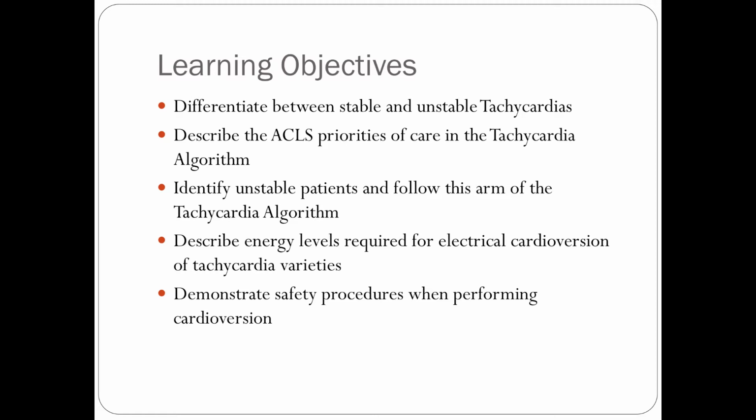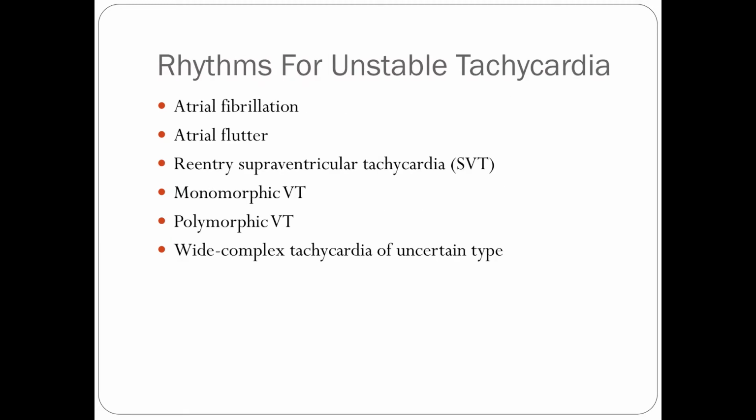Unstable patients follow the arm of the tachycardia. So we go one side stable and one side is unstable. Look at the energy levels for the different cardioversions for tachycardias. Demonstrate some safe procedures. So make sure you know how to use your machine and how to cardiovert somebody safely so you don't hurt yourself.